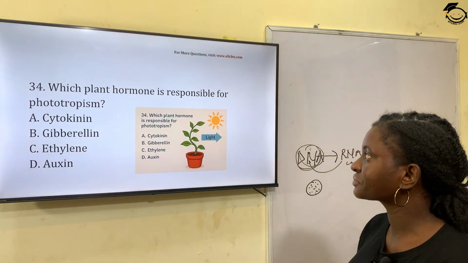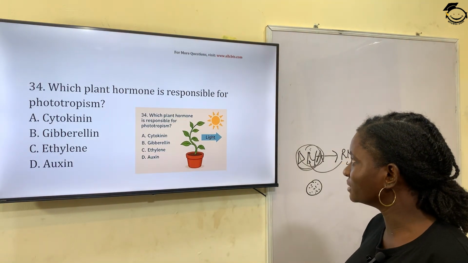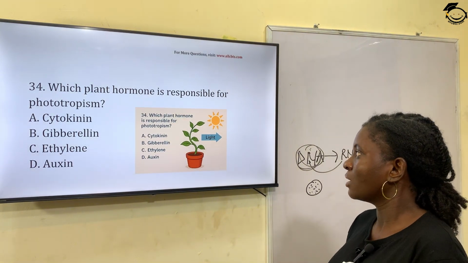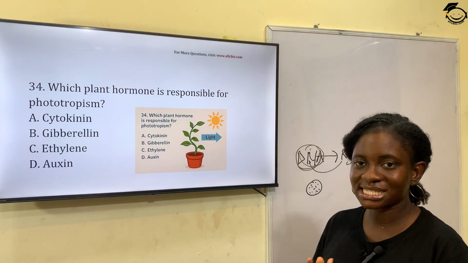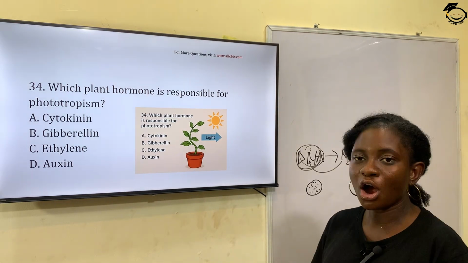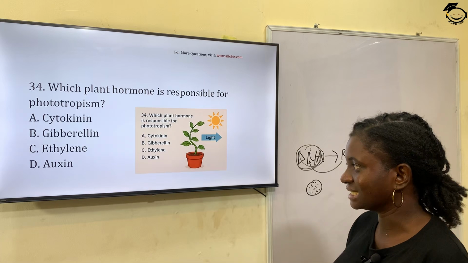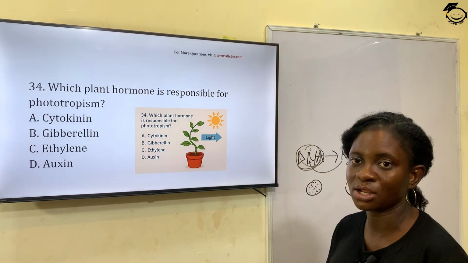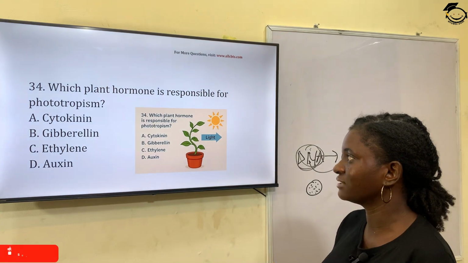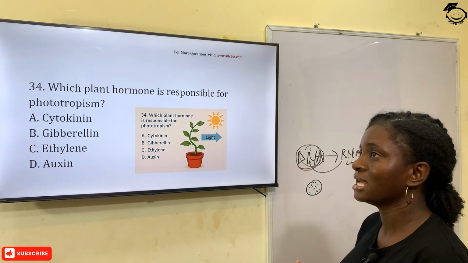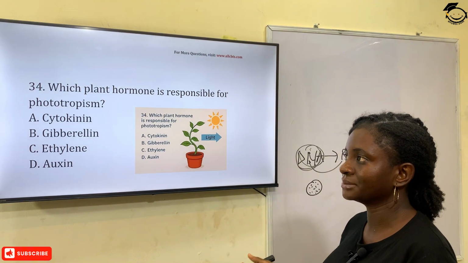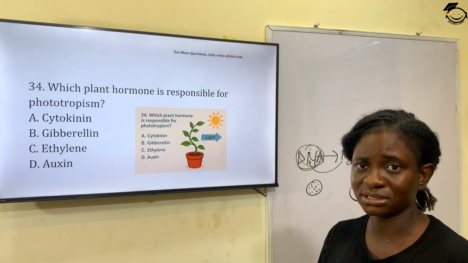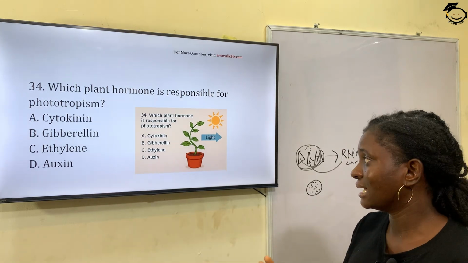Question 34. Which plant hormone is responsible for phototropism? Option A, cytokinin. Option B, gibberellin. Option C, ethylene. Option D, auxin. Auxin is involved in phototropism. That means it is involved in directing plants towards the sun, towards light, to be able to gain light.